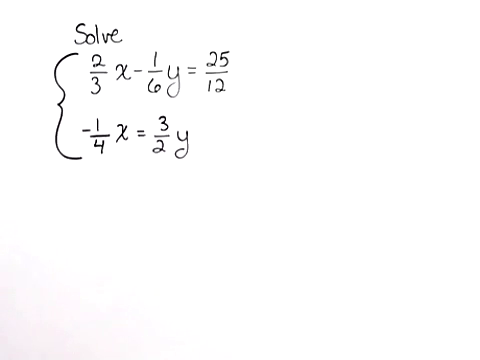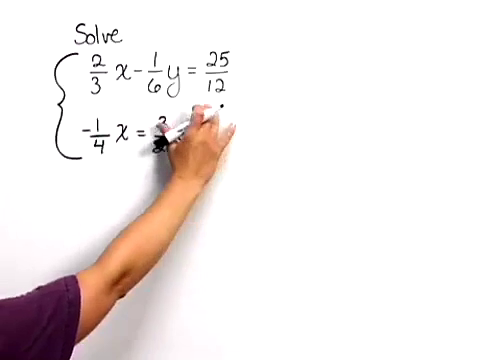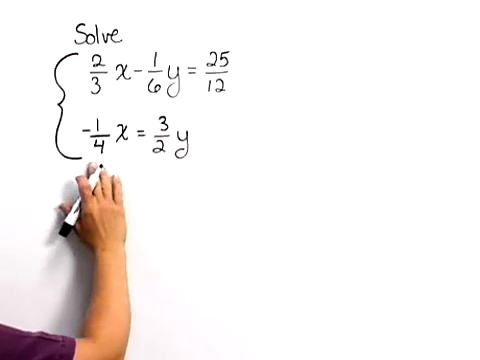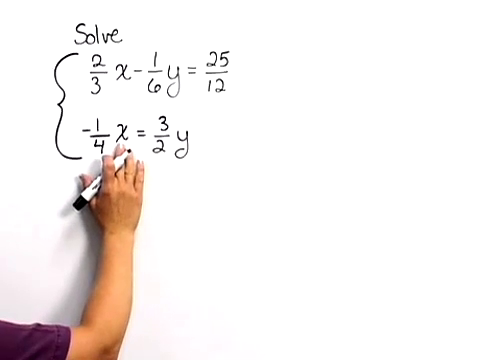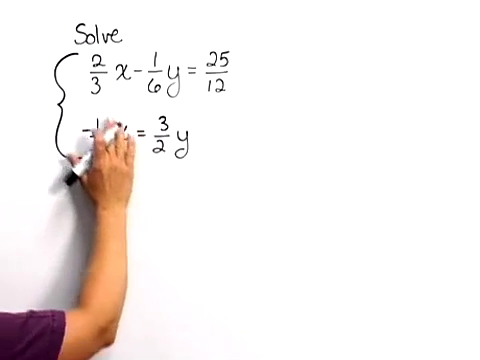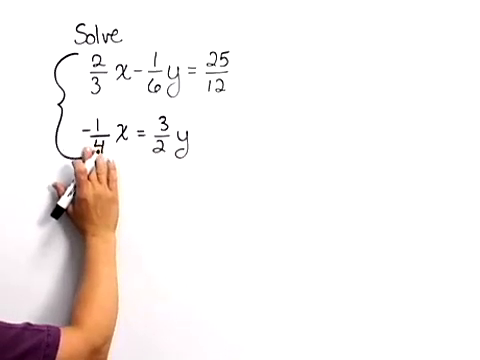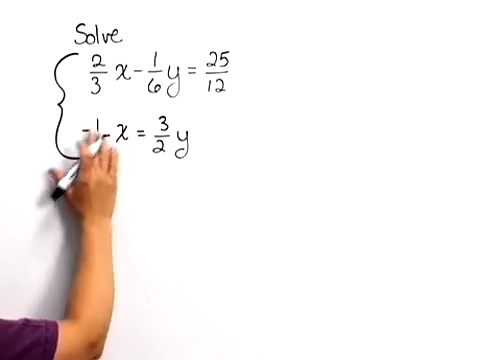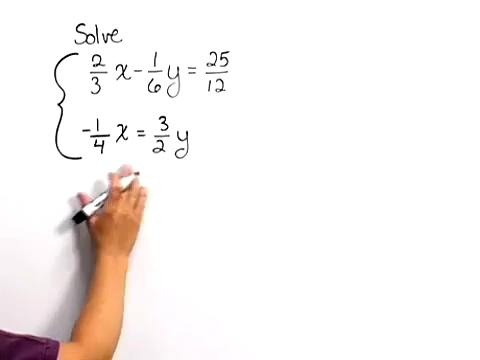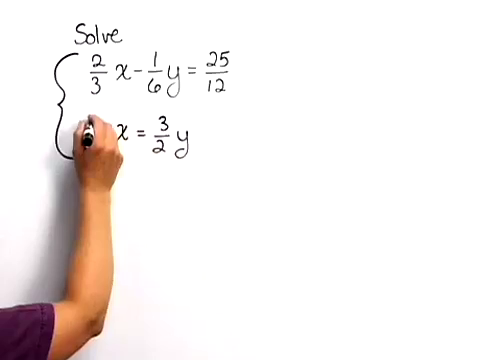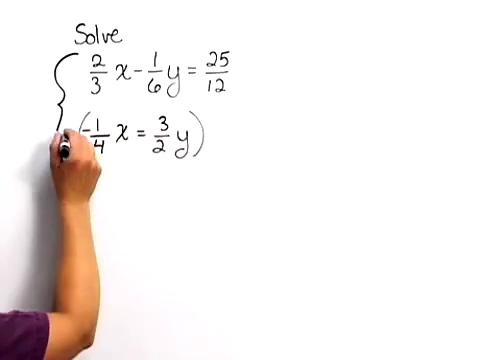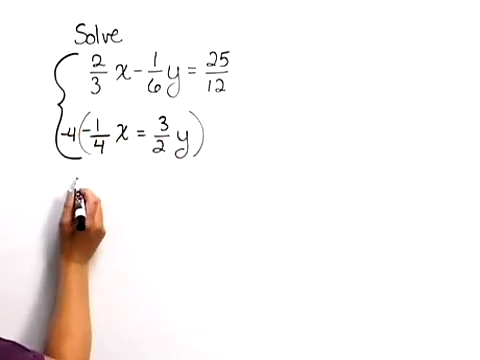For this particular problem, we can solve it in any method we would like. I noticed that this particular equation is in standard form, and this one is not. And this one would be really easy to solve for our x term by multiplying by -4 in order to make this fraction turn into the number 1. So we're going to use substitution and solve for x in this equation by multiplying this equation by -4.